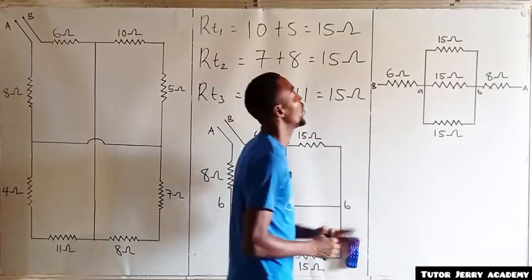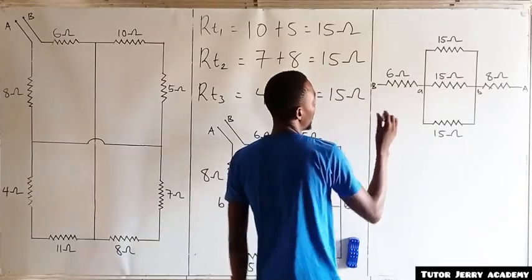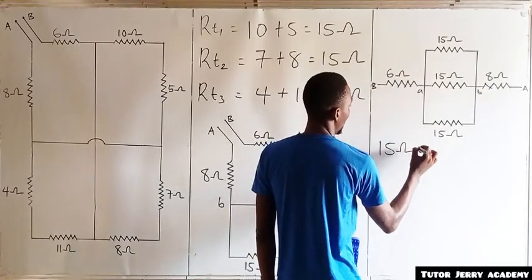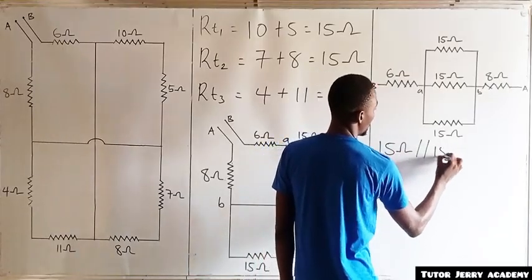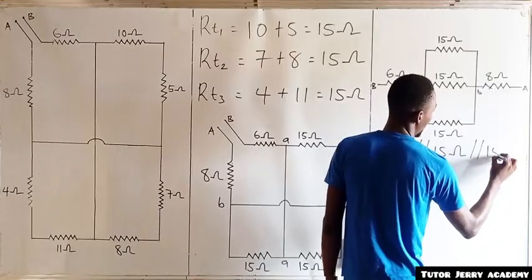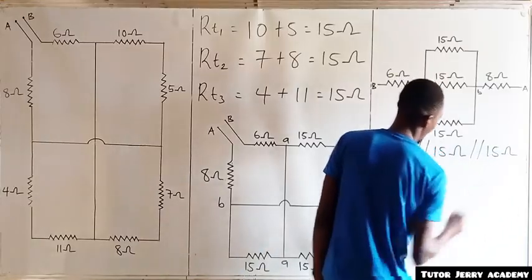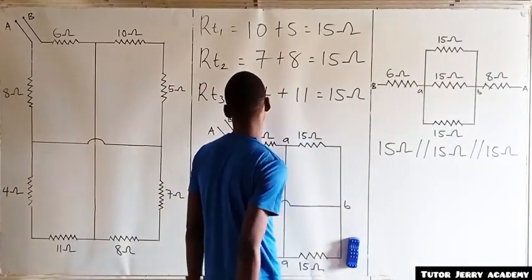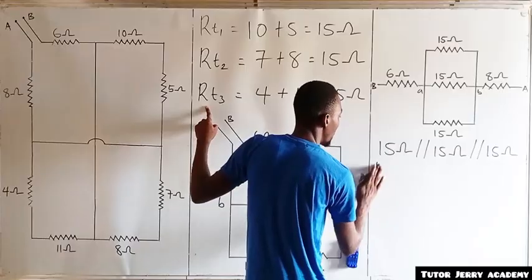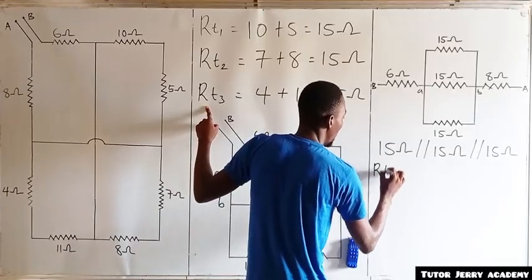All right, so you are going to observe that 15 ohms is in parallel to 15 ohms, also parallel to 15 ohms. All right, so let's resolve this carefully. We stop at RT3, so let's take this as RT4.